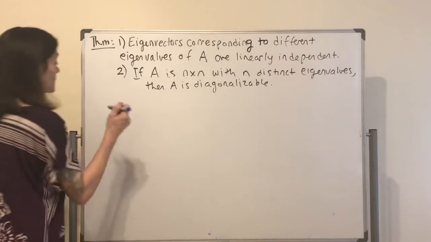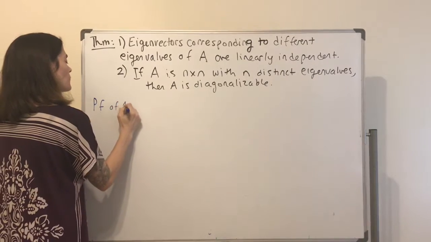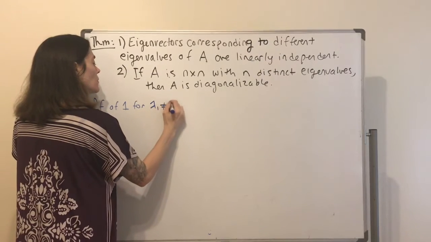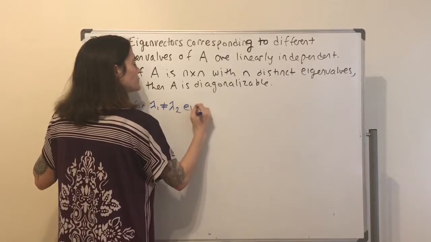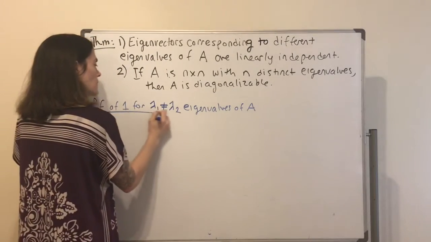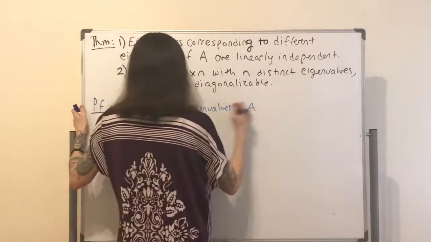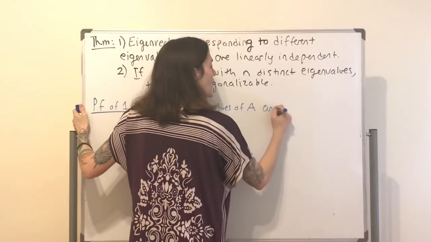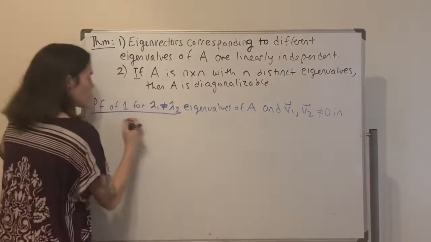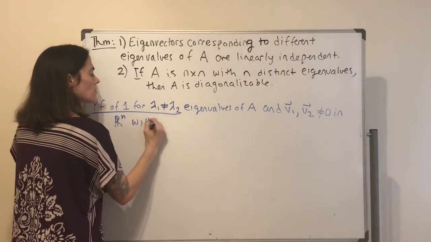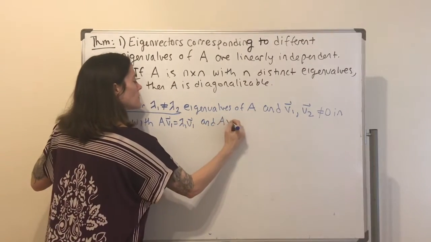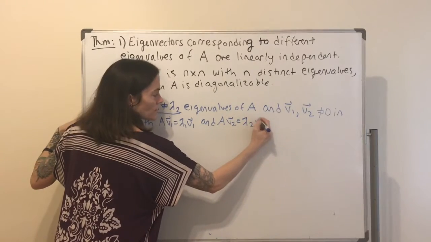Okay, so let's prove this, where we have two eigenvalues of the same n by n matrix A. Proof of one: lambda 1 and lambda 2 are eigenvalues of A, and let's say v1, v2 are their eigenvectors in R^n, with A v1 is lambda 1 v1 and A v2 is lambda 2 v2, like this.